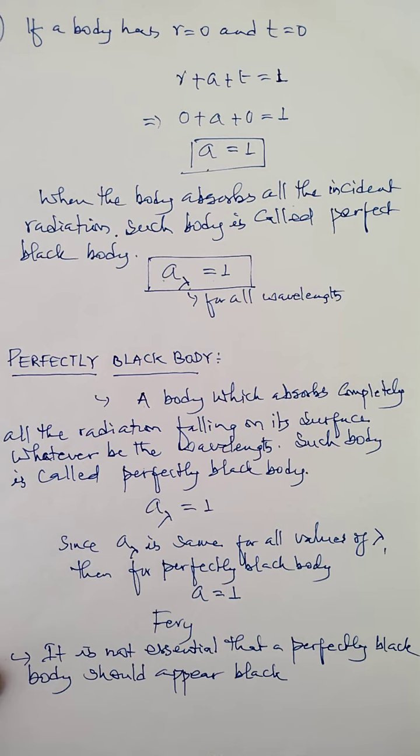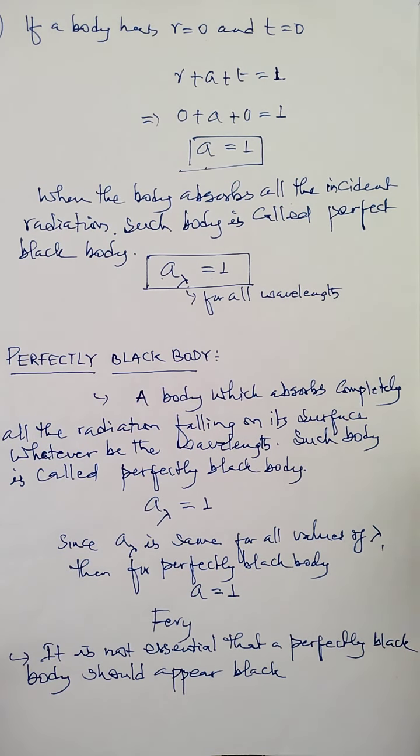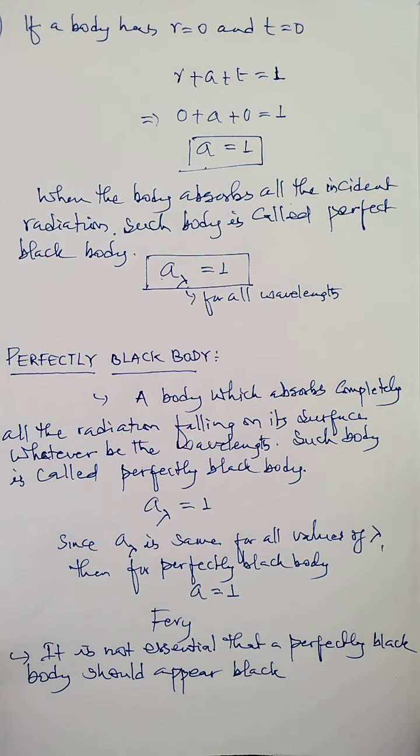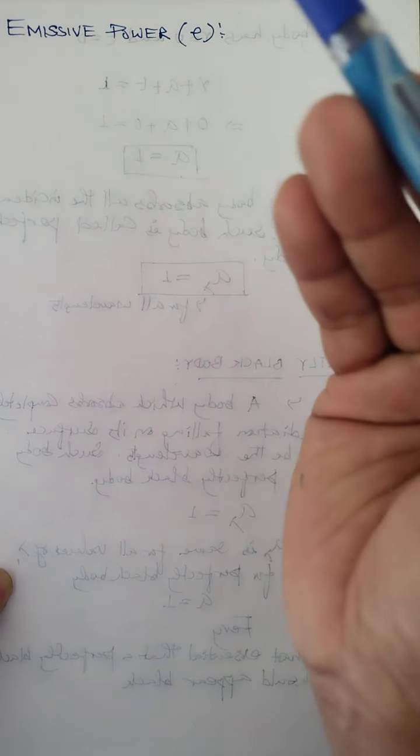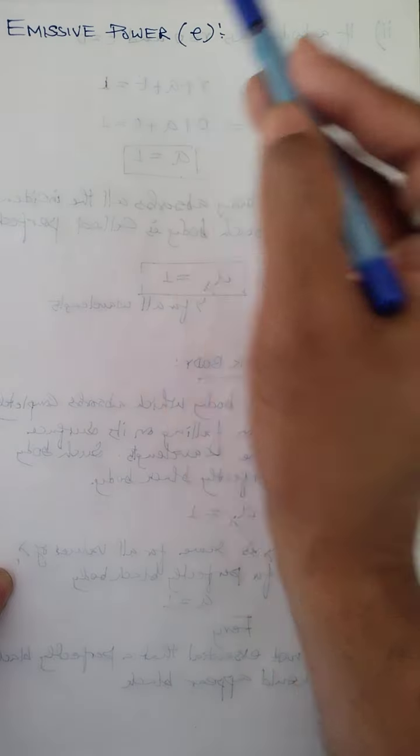Now children, we will define some more terms as far as radiation is concerned. Three more terms are to be defined: one is called emissive power, one is emissivity, and one is spectral absorptive power. So let me first define emissive power. First we try to understand emissive power.